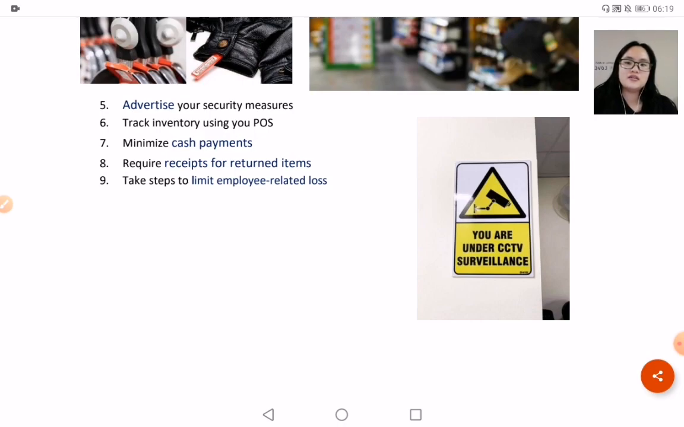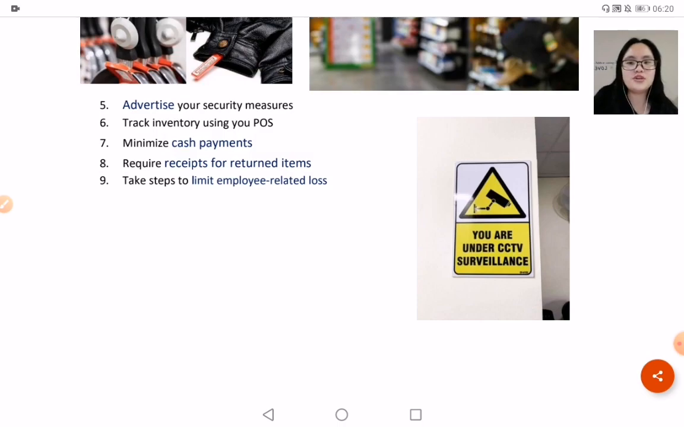Next, employees also need to be trained to recognize when a customer brings a receipt for returned items, because sometimes customers use the same receipt as before. So employees must be trained to recognize this and to require a receipt for any returned item.